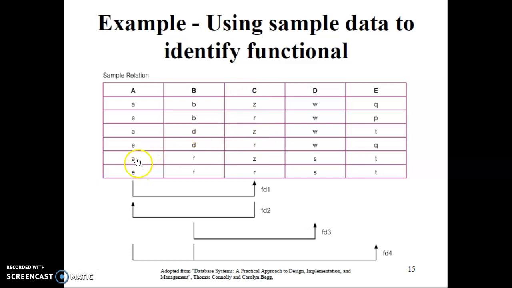Again we have the A value here, and the same Z appears in column C. Same with the E value also. If E appears in column A, R appears. See here, E and here R. Here E and R. So there is a consistency between the values of A and C.